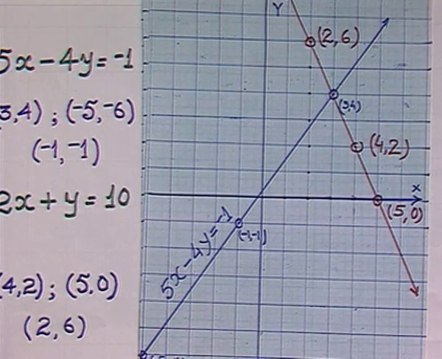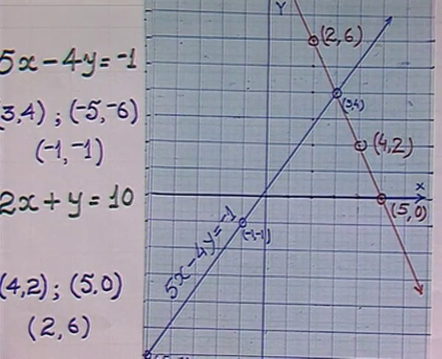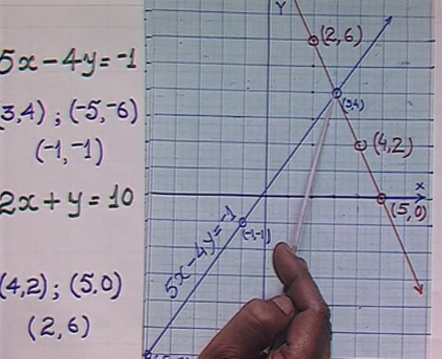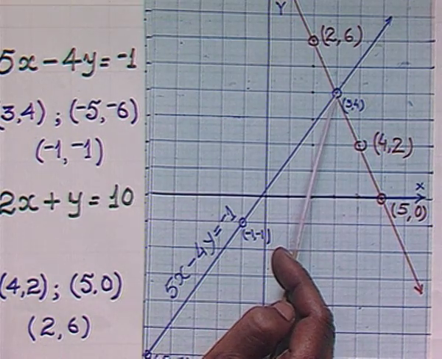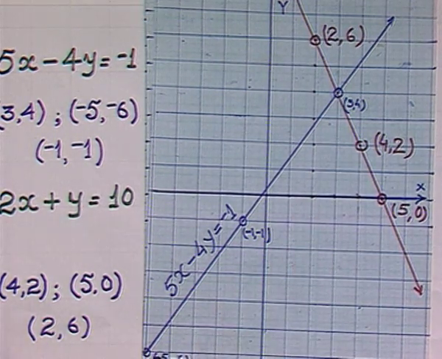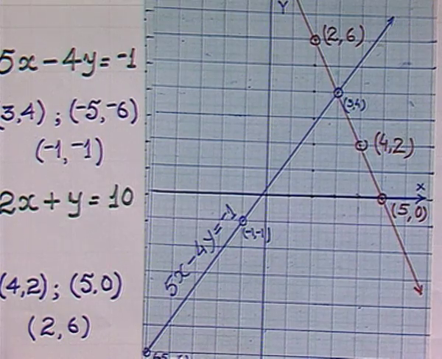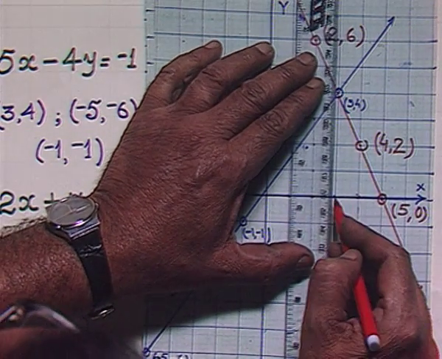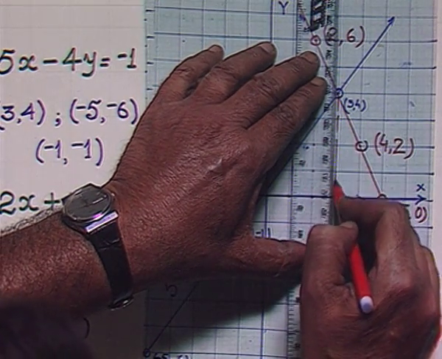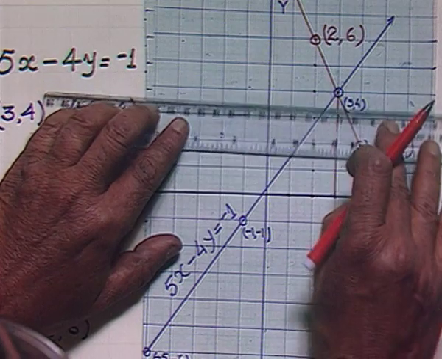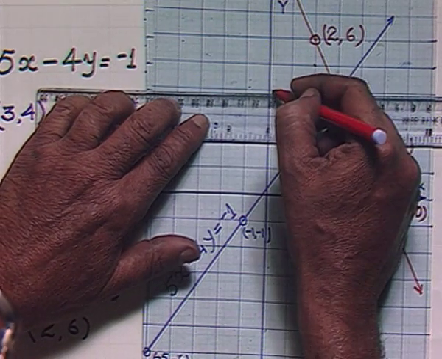So here, what do you find? That these two lines are intersecting at one point, and that point is over here. To get the ordered pair for this point, I have to plot the perpendicular onto the x-axis and onto the y-axis. For the x-axis, this is one distance, and here is the other distance.